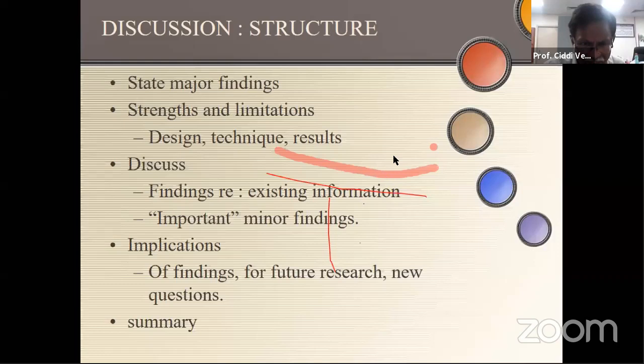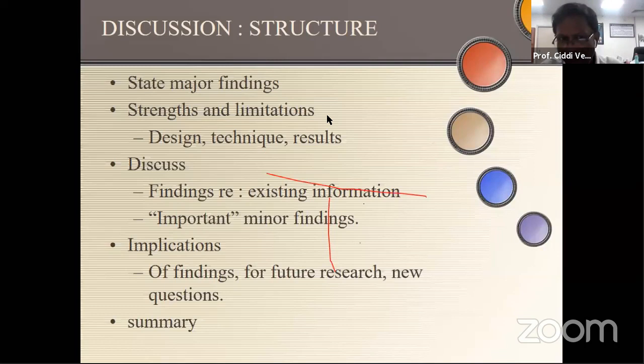The structure of the discussion will be: state the major findings, then put strengths and limitations of your experimental design, technique and results if you want to. For example, you might have done some experimentation with UV. If you want to extrapolate it to HPLC, LCMS, probably that becomes very tough. So that is exactly what you have to put. And in the discussion, you should put your findings versus existing information. Important minor findings you can also write. Then implications, and put a summary of 3-4 lines at the end of your discussion.